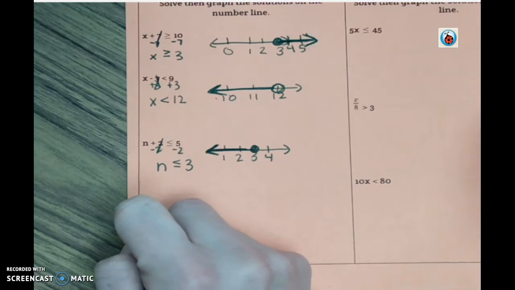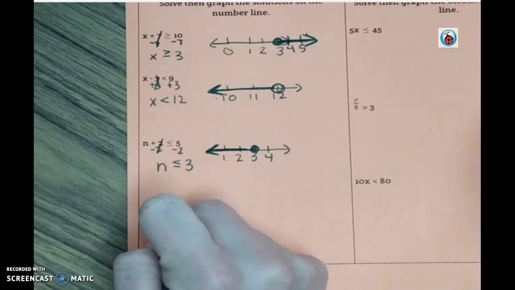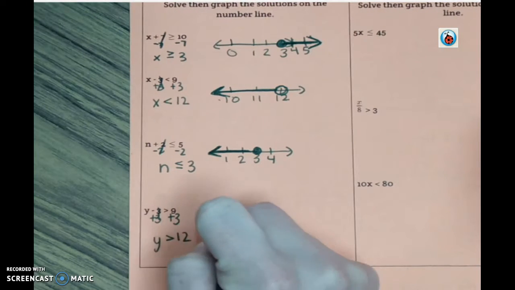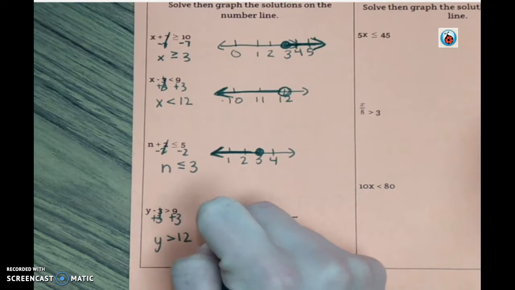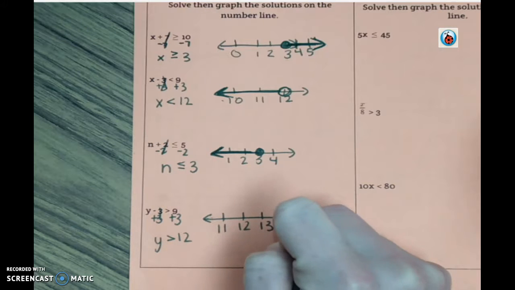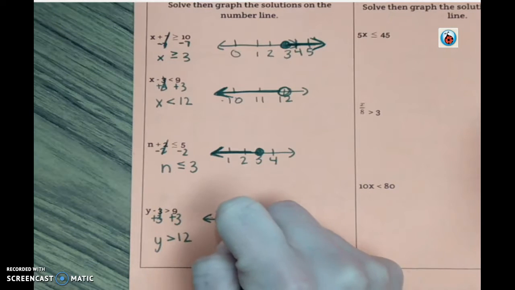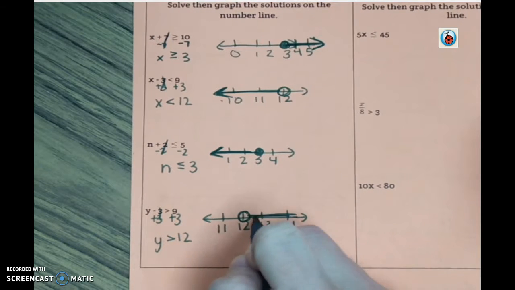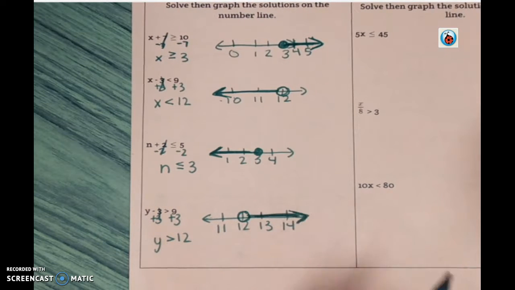The opposite of subtracting 3 is adding 3. 9 plus 3 is 12. So y is greater than 12. We'll draw our line. Our circle is going to stay open on 12 because it's greater than 12. And we're going to be marking it to the right since it's greater than.